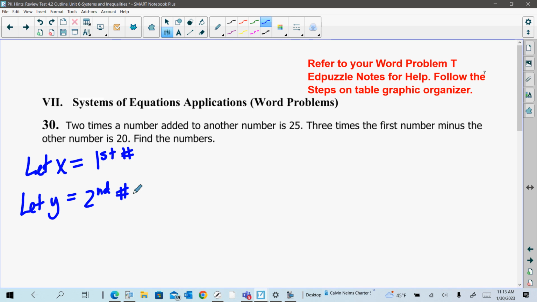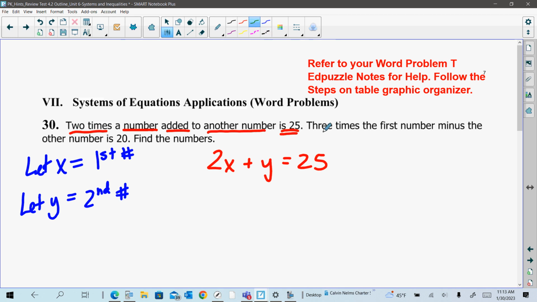All right, so the first sentence says 2 times a number added to another number is 25. How would I write that as an equation? 2 times a number added to another number is 25. No one? 2x plus y equals 25. Yep. All right, 2x plus y equals 25.